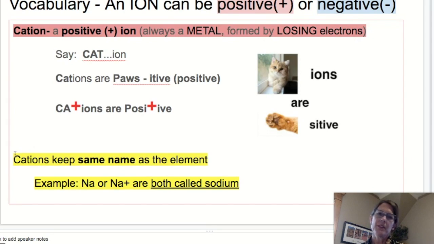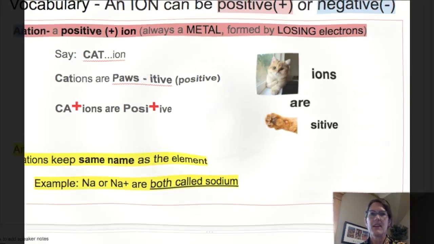It's also important to know, and we'll get to it more later, but cations keep the same name as the element that they were. So for example, Na is called sodium, and Na+, so the sodium cation, is also called sodium. It doesn't have a special name. So now let's look at anions.